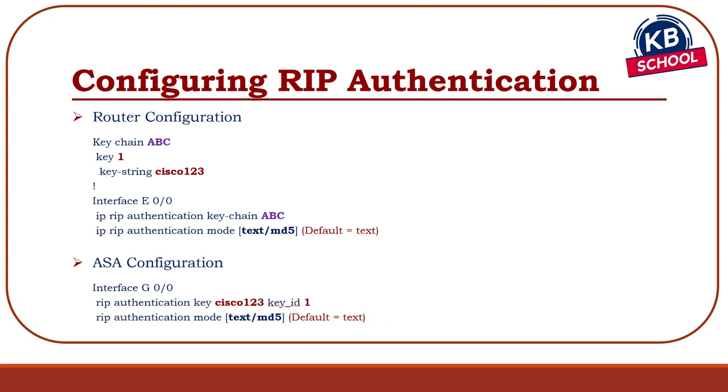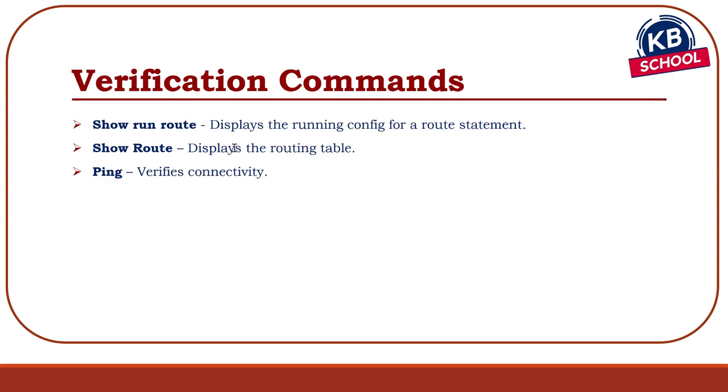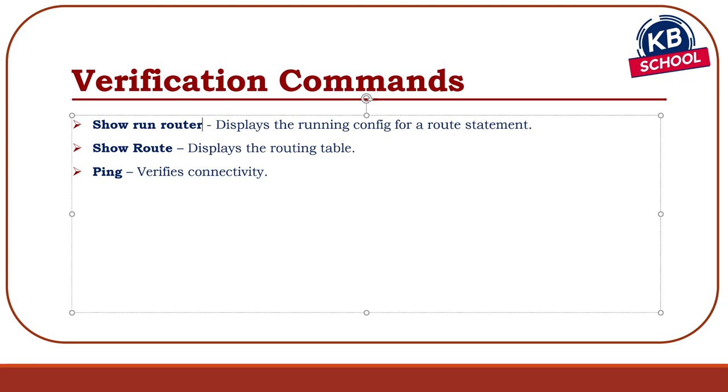We'll actually be doing that in the lab. Once I'm done with it, verification: show run router, not route, shows you the running config for the RIP process. Show route shows you the routing table. Ping verifies the connectivity. All right. So this is something that we've talked about now. Let's go ahead and actually implement it.